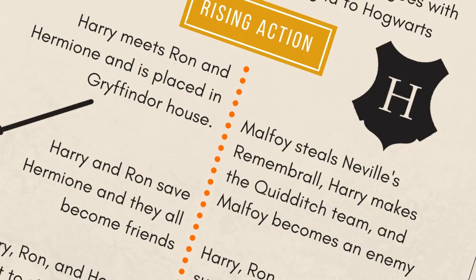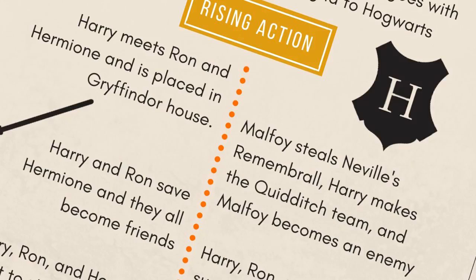Next up is the rising action. This is where Harry meets Ron and Hermione. He gets put into Gryffindor, and so we learn a little bit more about Harry's character and the wizarding world in general. Malfoy steals Neville's Remembrall. Harry's rescue of it gets him on the Quidditch team and also makes an enemy of Malfoy. So Harry and Ron save Hermione from the Mountain Troll and thus become the best of friends.